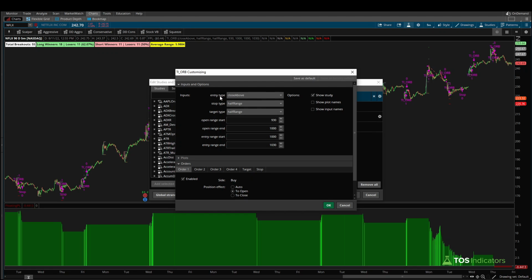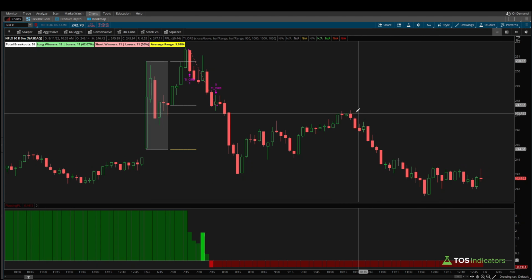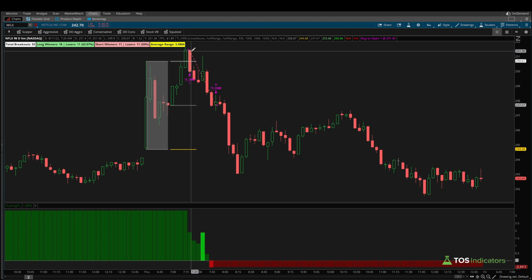Now the first thing we can change is the entry type here. We have two different options, close above and wick touch. We've been looking at a close above, in which, just to clarify what that really means, a close above means on this 5 minute chart, we're looking for the first 5 minute candle that closes above or below the ORB levels. So in this case, this was the first 5 minute candle, so after that, the close becomes our entry price.